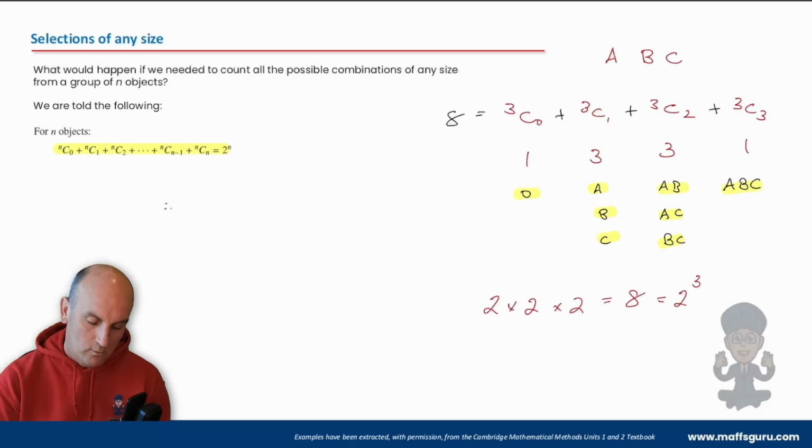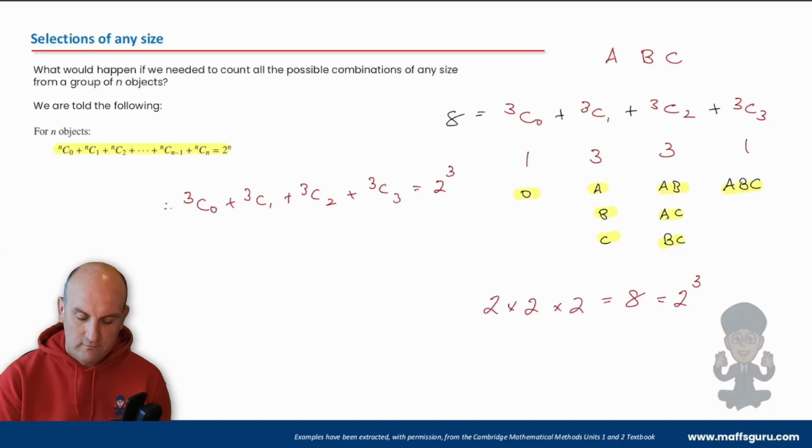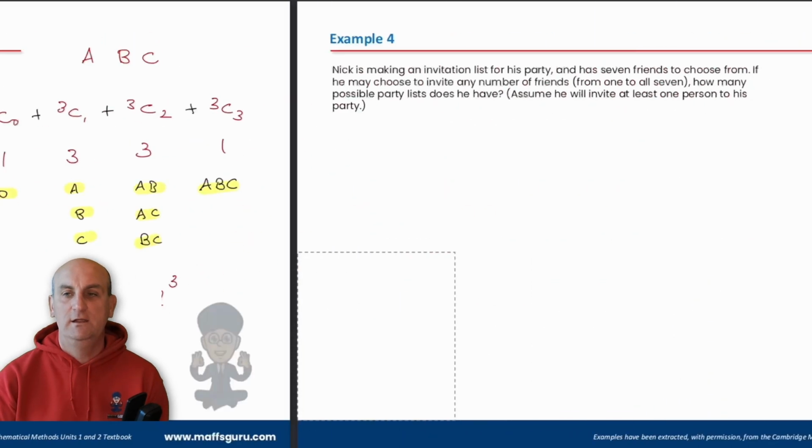So therefore, we can say that 3C0 plus 3C1 plus 3C2 plus 3C3 is equal to 2 to the power of 3. And summarizing this, if this is my value of n, and that's my value of n, I now know that nC0 all the way up to nCn is going to be equal to 2 to the power of n. Now, how are we going to use this?